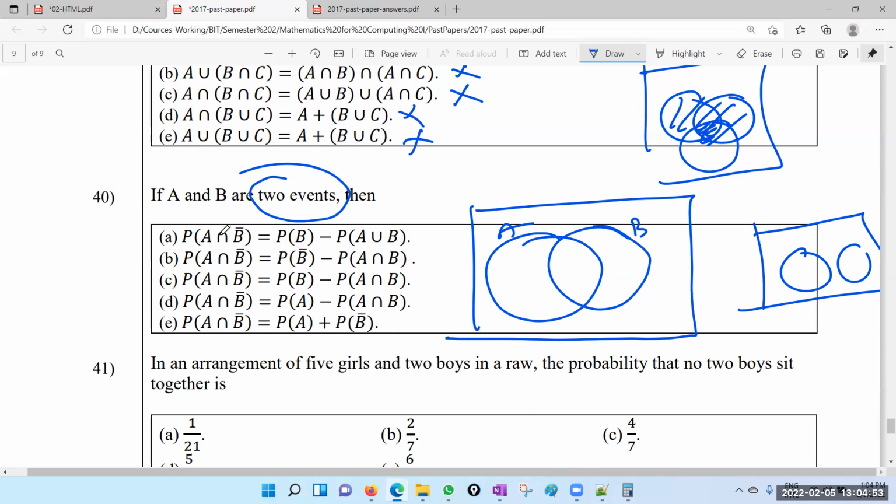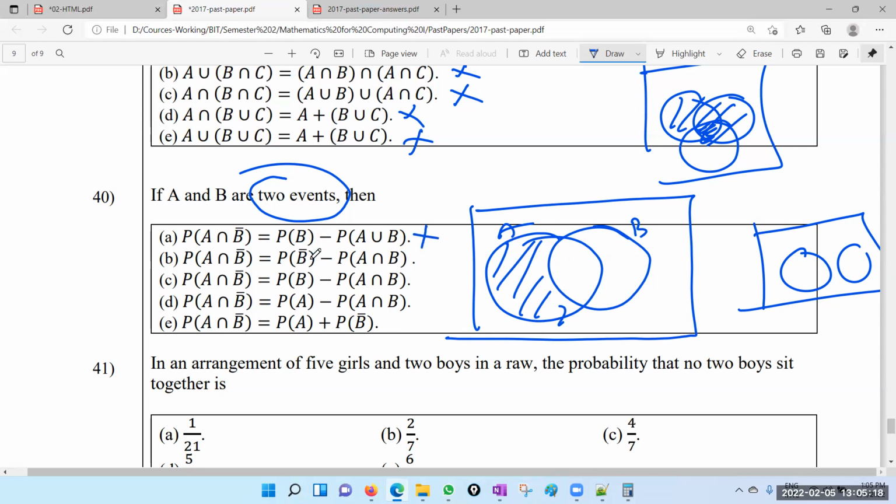Probability of A and not B. A and not B is this one. A happening but B not happening. So that is, they say probability of B happening minus probability of A union B happening. Do you think that that is going to work? No. Because P B minus A union B is something completely different.